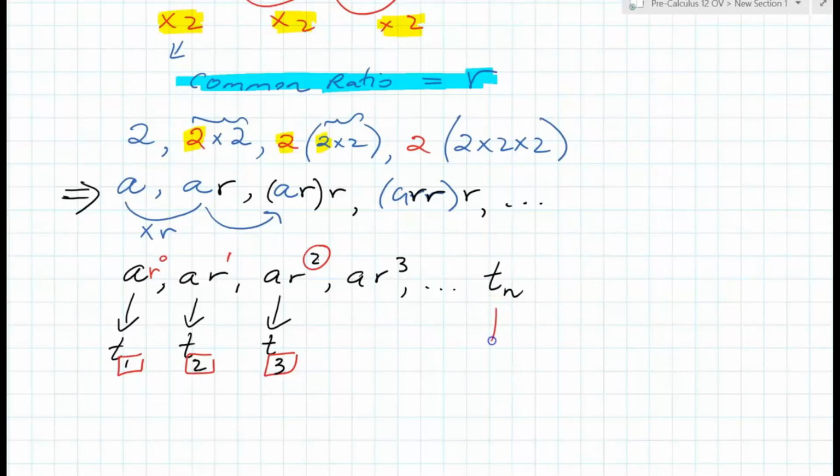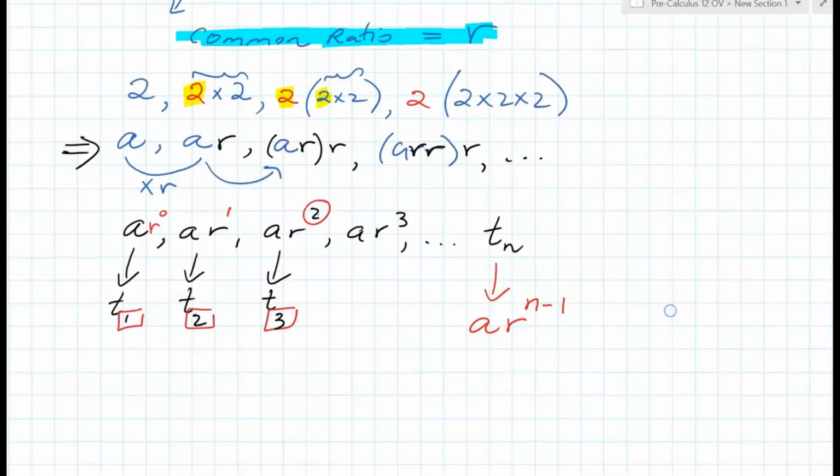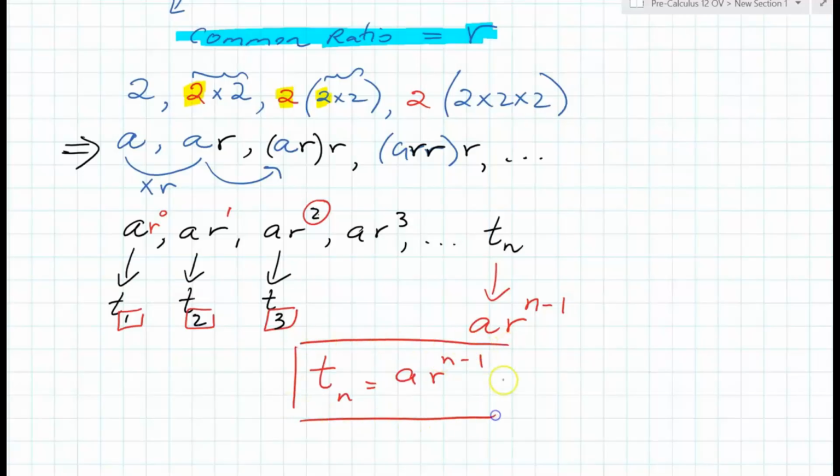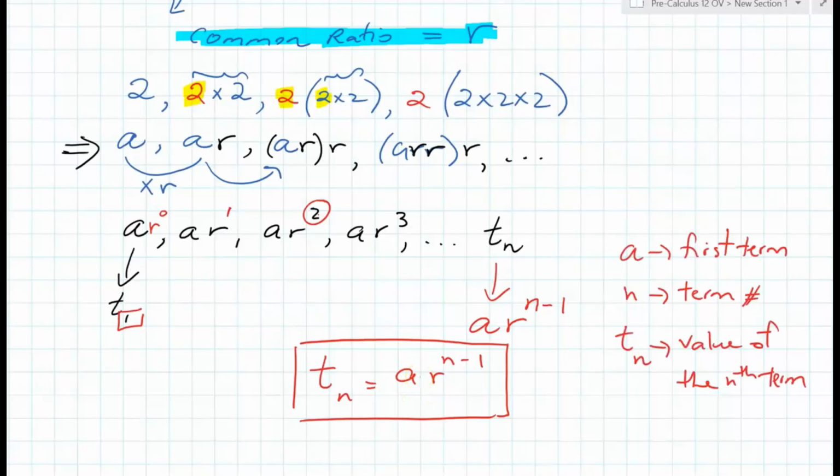So t sub n is a times r to the n minus 1, and that is the general term of any geometric sequence, where n is the term number, t sub n is the value of that specific term, and a is your first term. Okay, so here is the write-up for it right there. Make sure you copy that down.